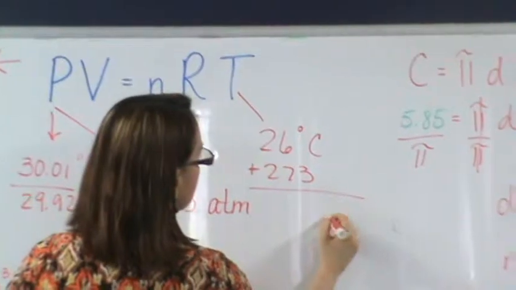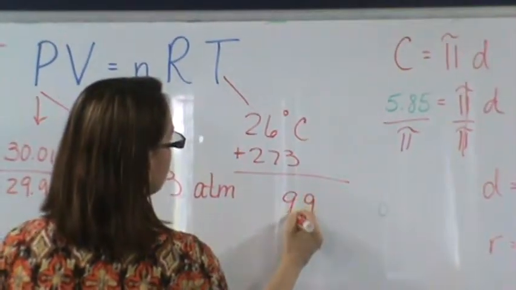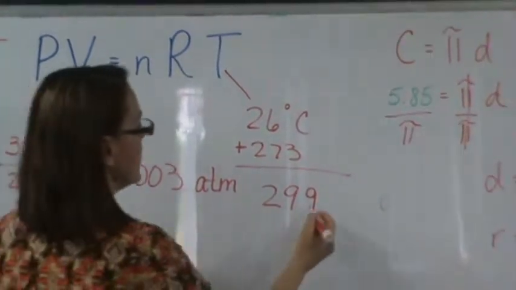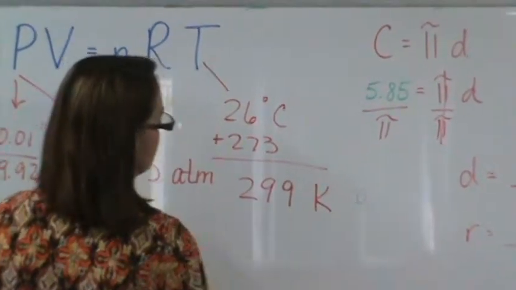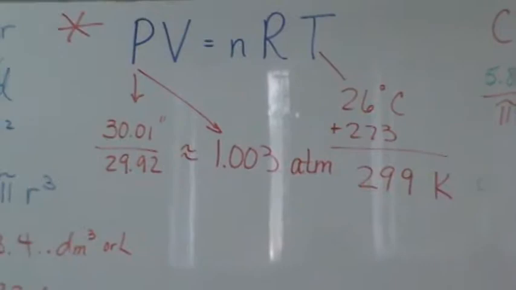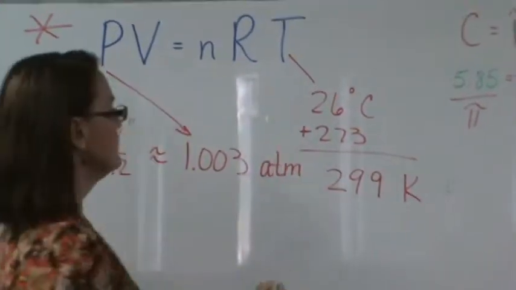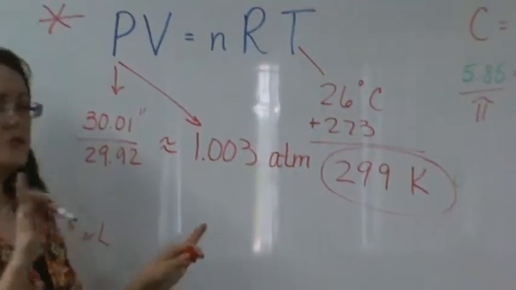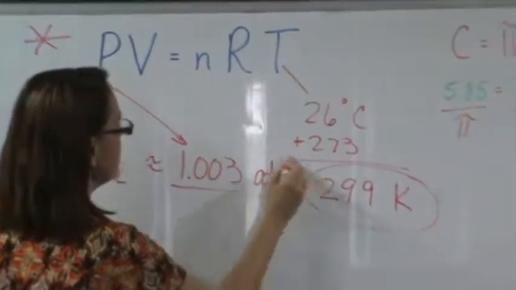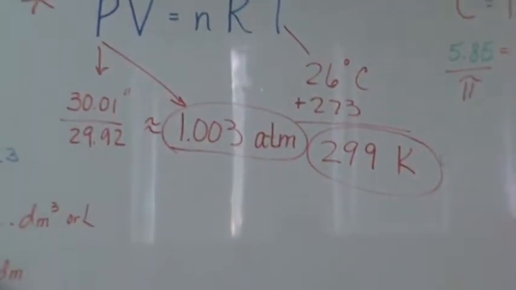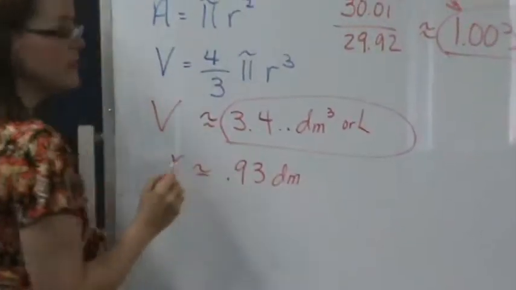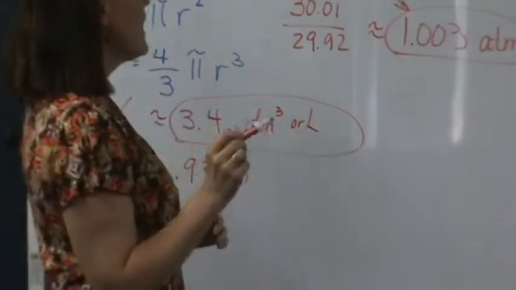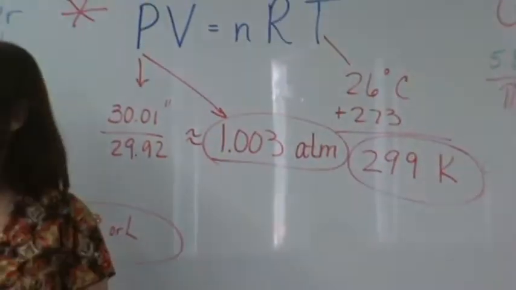So if I do my math right, I get 299, correct? Degrees Kelvin, okay? So that's going to be the T. Of course my handout is a little more tidy than this one. This is going to be the P. This is going to be the V. Everybody's V is going to be a little bit different because everybody had a different balloon, right? R is given on your handout.